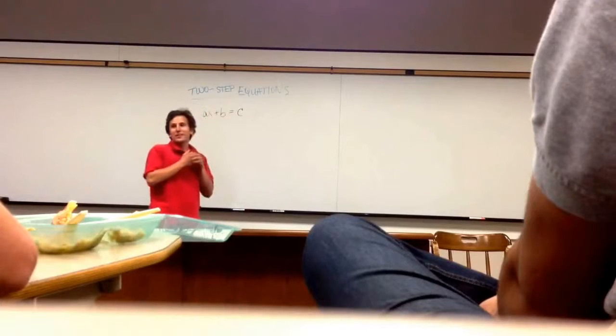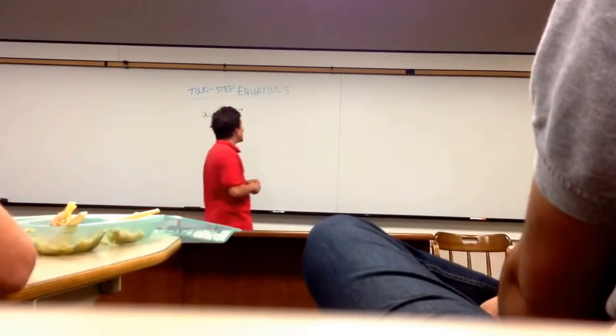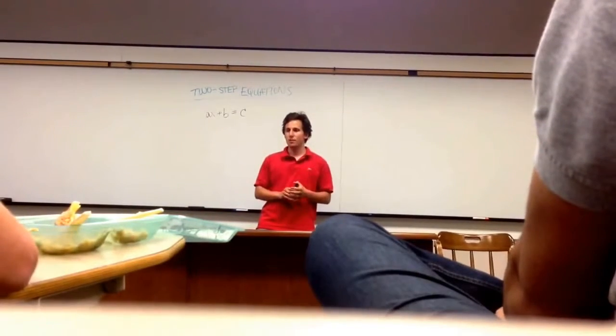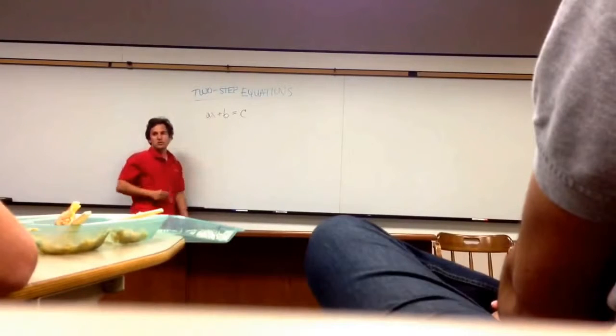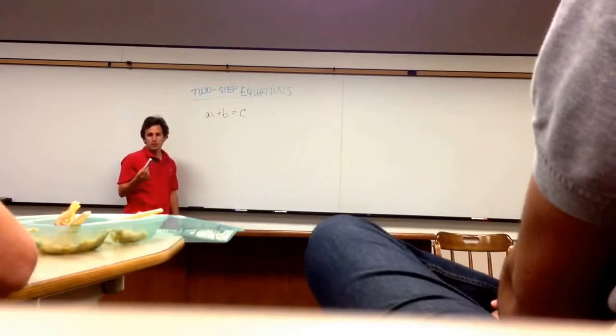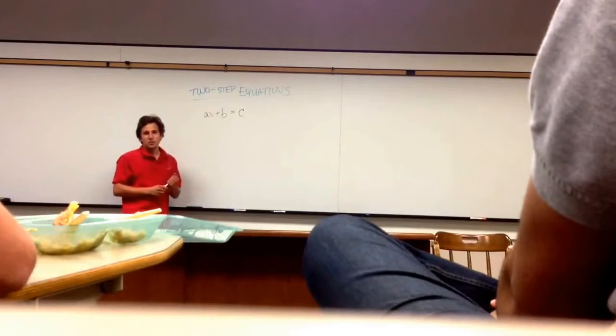We will be learning today about two-step equations. And as the name indicates, it's an algebraic equation that has two steps. It always takes the form of ax plus b equals c, where a, b, and c are all numbers, just like a random number like 3, 4, and 5, and x is a variable.